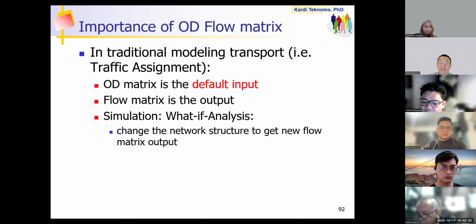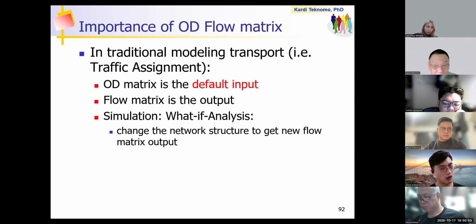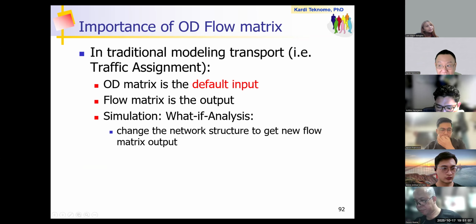Okay. So what is the importance of OD flow? In traditional transport modeling, maybe starting from next week, in traffic assignment, the OD matrix is the default input. Okay, so GIGO, garbage in, garbage out: without the real input that you have, practically you don't have the output. And the flow matrix in traffic assignment is the output. So with that you can actually do what-if analysis. If you change the network structure, you will get the new flow, right? So the OD you assume stays the same, not changed.